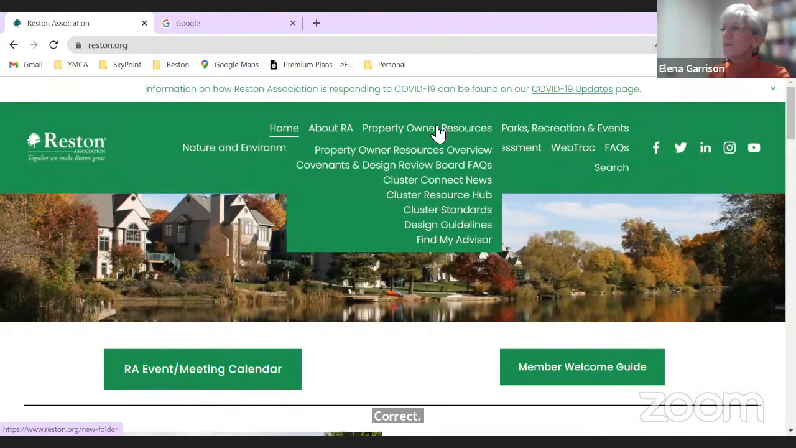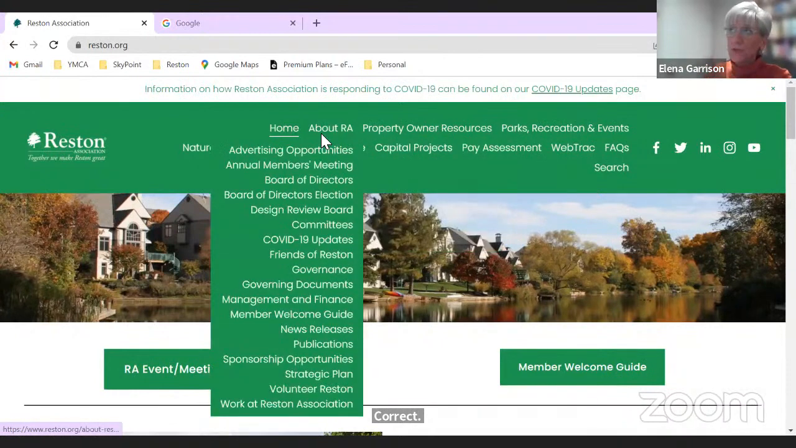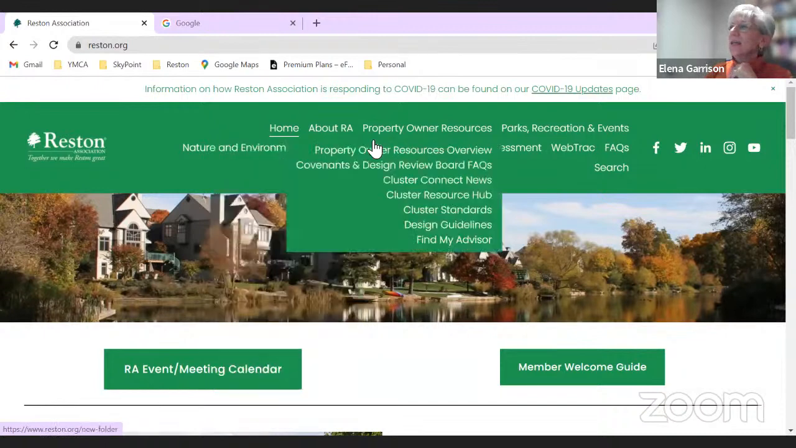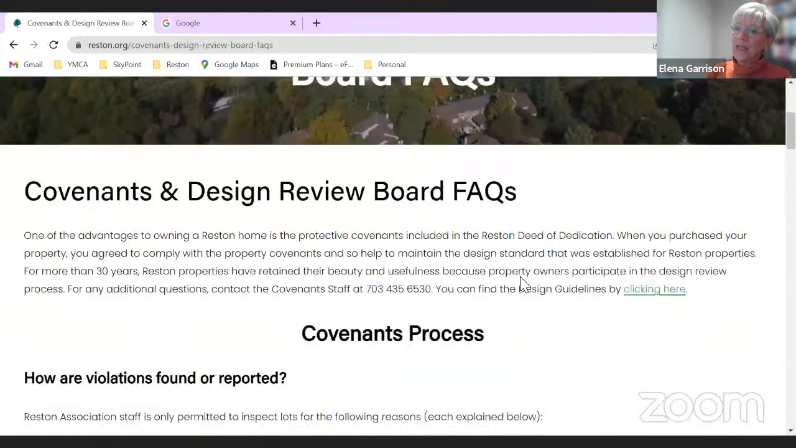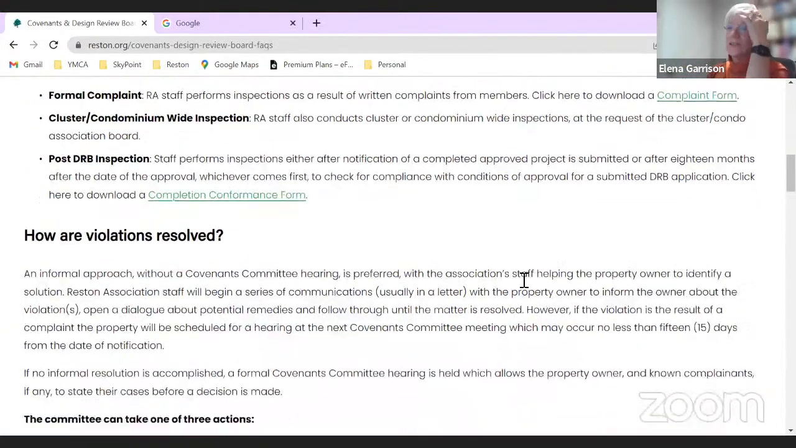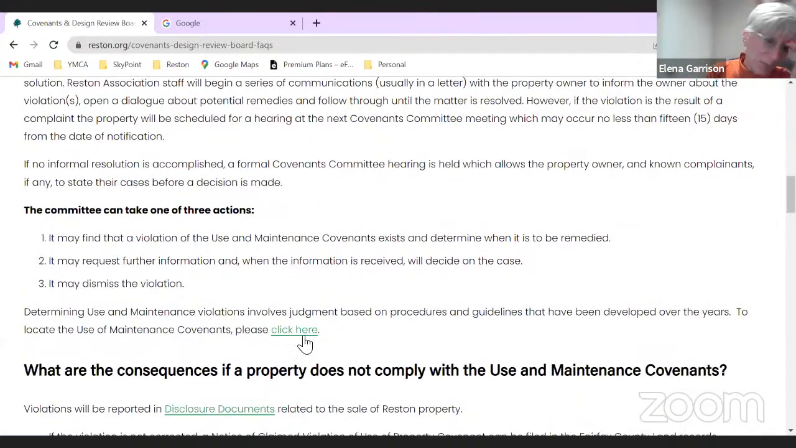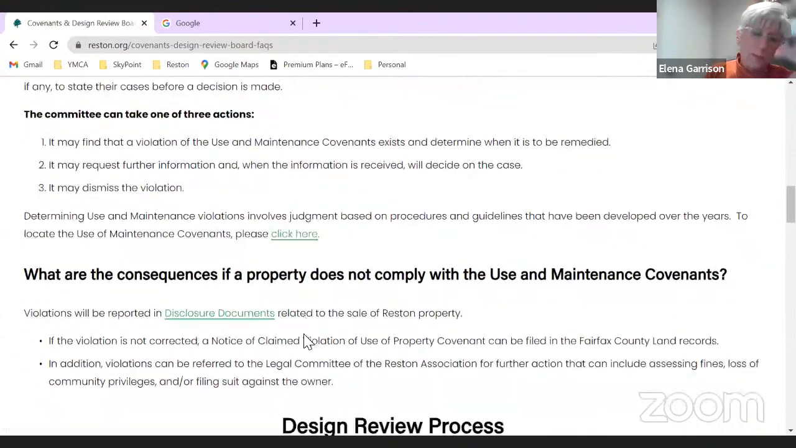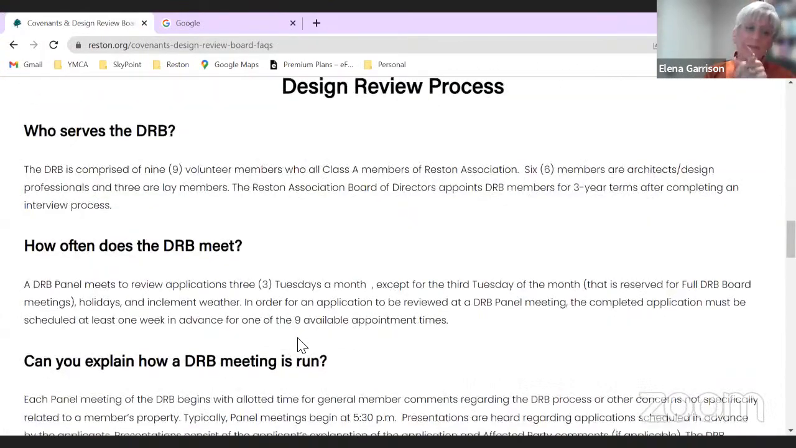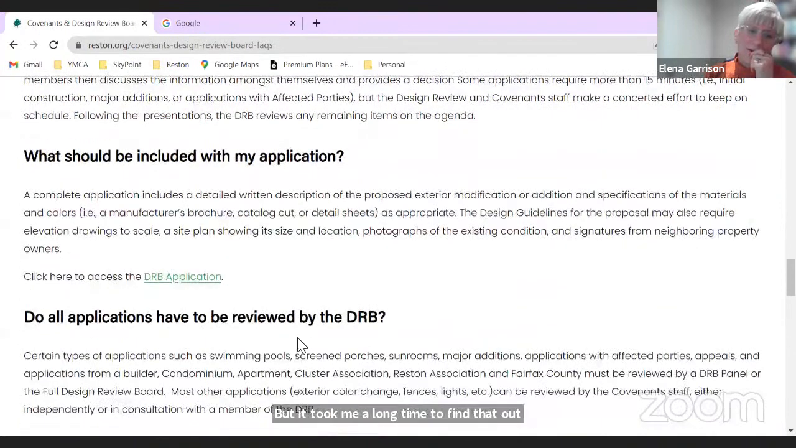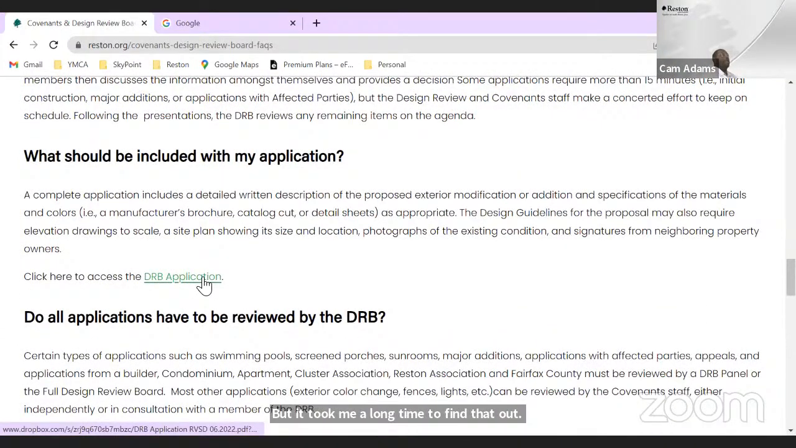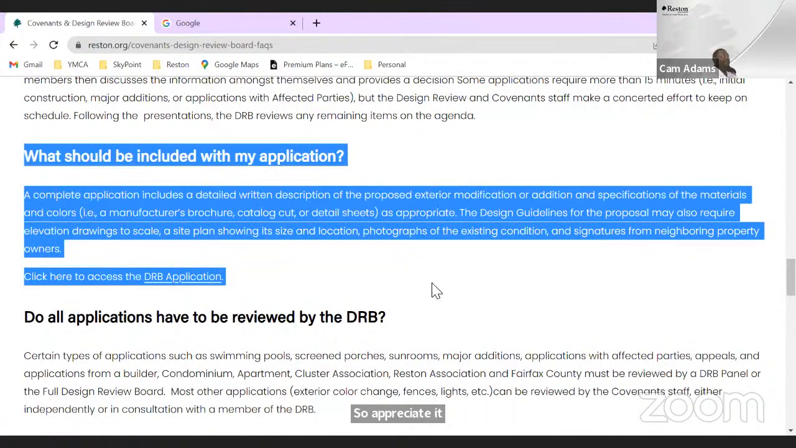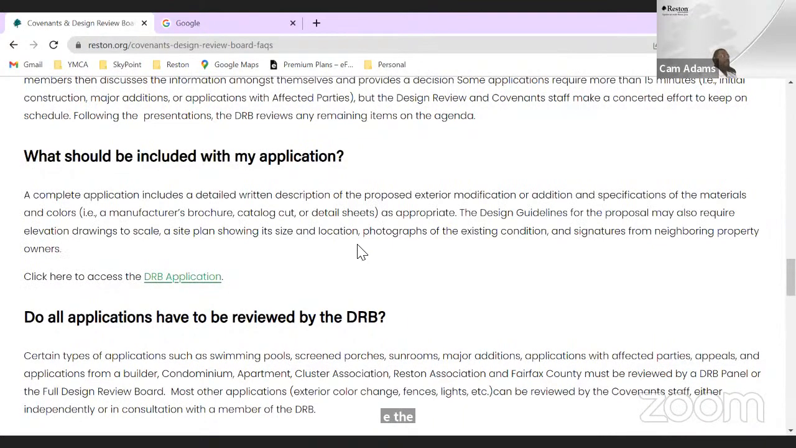And it is under covenants and design review boards frequently asked questions, and it says design review process and what should be included with my application. And then it says, click here to access the DRB application. But it took me a long time to find that out. Yeah, we definitely have a long way to go. Let's say it that way. So appreciate the feedback, but we'll try and find some more creative ways to get it more.